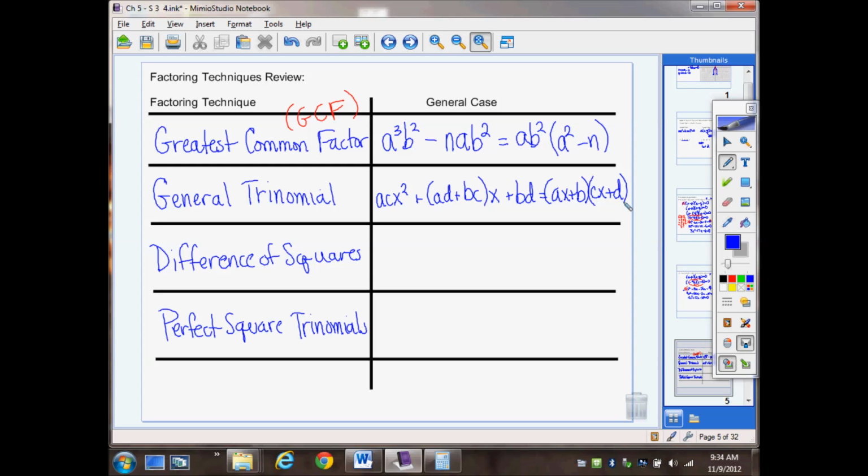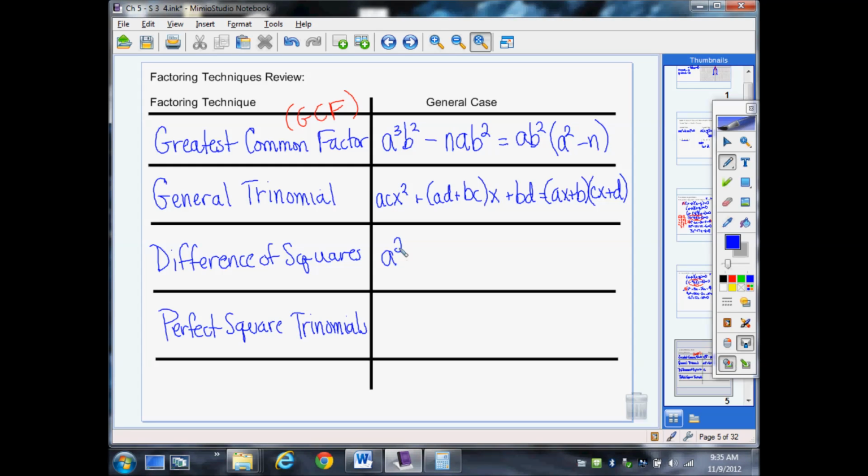And that's just all kinds of confusing. But when we FOIL things, for example, if we were to FOIL this, we'd get a times c x squared. That's how we get this. You get ax times d, so that would be adx. So that's where this ad comes from. And you get b times cx, so that's where this bc comes from. And then you multiply b times d. So basically, we undo FOIL, which we will talk about more in a general sense in a moment.